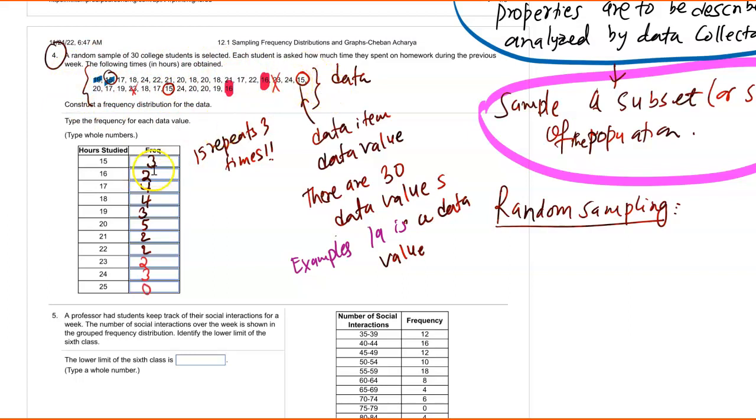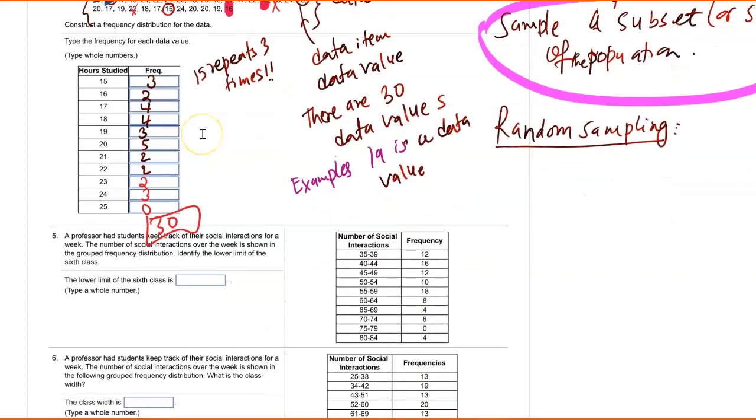Now if you add 3 plus 2, 5 plus 4, 9 plus 4, 13 plus 3, 16 plus 5, 21 plus 2, 23 plus 2, 25 plus 2, 27 plus 3, 30. When you see, 30 is the total frequency. That's the frequency distribution. That is called a frequency table, or is also called frequency distribution of this data value or data set. Okay. Question number 4.